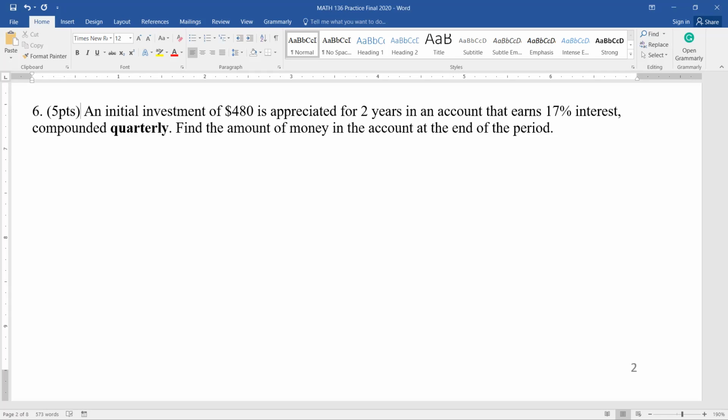And then inside your parentheses, 1 plus R. R represents the interest rate. Always convert that interest rate to a decimal, so 0.17. And then N is the number of times your interest is compounded in 1 year. So if it's quarterly, we're going to use the 4 because there are 4 quarters in a year. And then our exponent is going to be N times T. N is again the 4 for the quarterly, and T represents the number of years, in this case, 2.